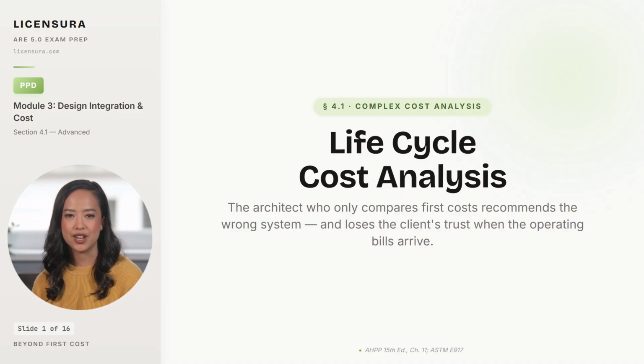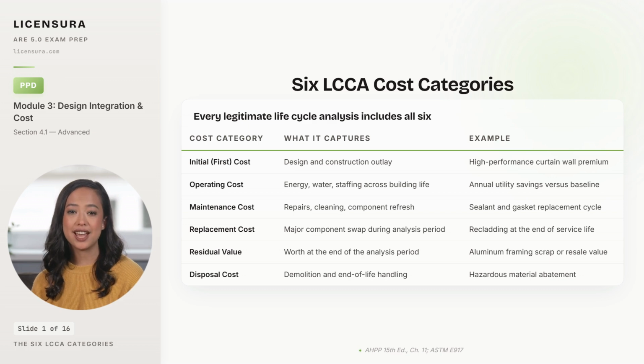Six cost categories drive every honest lifecycle comparison. Leave one out, and the analysis collapses. Six categories, and every one of them can flip the comparison. Initial cost is the only one most architects can quote without doing math. It is the construction outlay plus design fees.